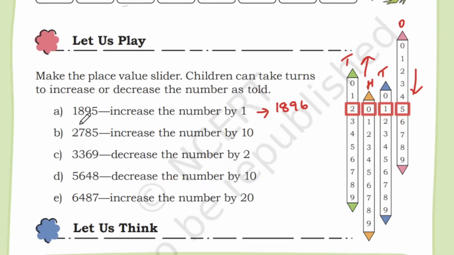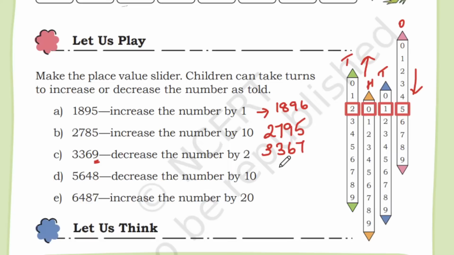So next, 2785, increase the number by 10. If you increase the number by 10, what number will you get? 2795. Okay, and next you have to decrease the number by 2. What will you get? 3367. 9 minus 2 is 7.